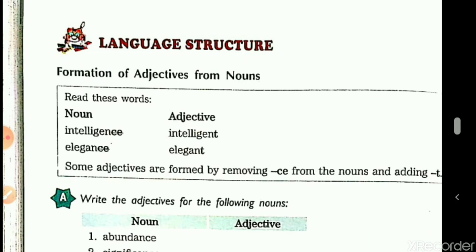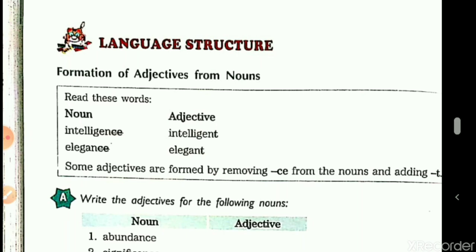अभी हमें noun से adjective बनाना है. Formation of adjective from noun. What is a noun? A noun is the name of a person, place, animal, thing, or an idea.